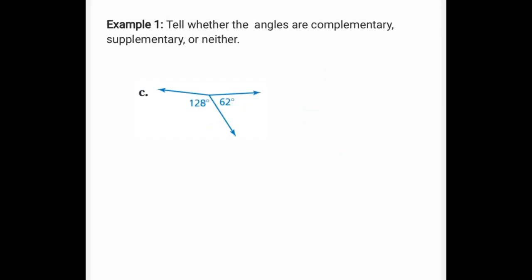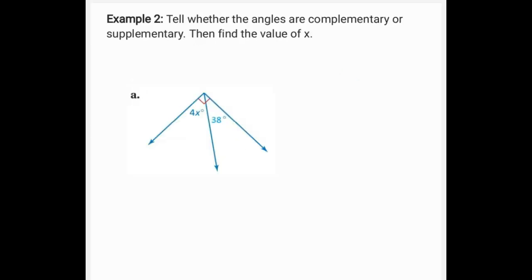In letter C, we have two angles. I have 128 degrees and a 62 degrees. So let's go ahead and add those together to see if they fit into one of the definitions. If we add those together, 8 plus 2 gives us 10, 6, 7, 8, 9. So we have 190 degrees, which fits in neither the complementary or supplementary definition. So in this case, it will be neither.